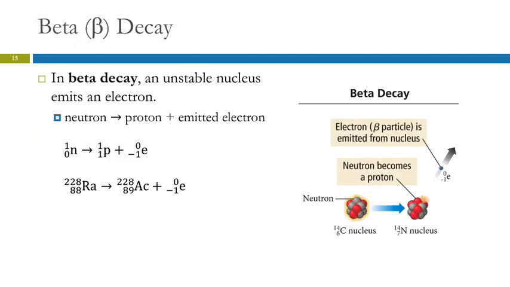So the second category is beta decay. It's the Greek letter beta. And in this case, an unstable nucleus emits an electron. Now, does that bother anybody? The nucleus emits an electron. Wait, what? That's exactly what I expect. Because there aren't electrons in the nucleus. So how does this work?